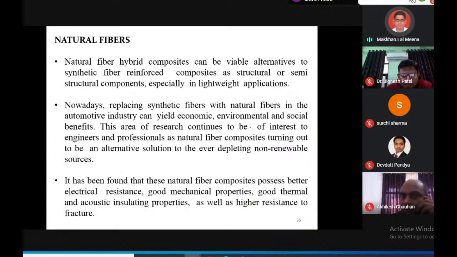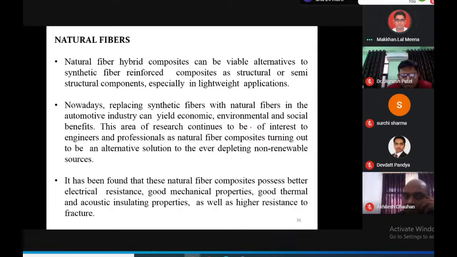So now what is the natural fiber? Natural fibers are the most promising reinforcement substitute to synthetic fibers for fiber reinforced polymer composites, owing to being non-toxic, non-abrasive, higher specific strength, lower density, minimal environmental impact, biodegradability, besides desirable mechanical properties compared to synthetic fibers, for example glass, carbon, etc. So these are the main characteristics of natural fibers.